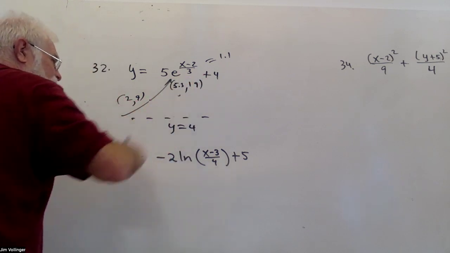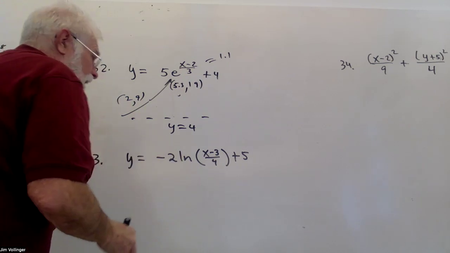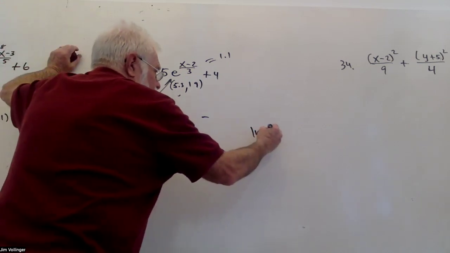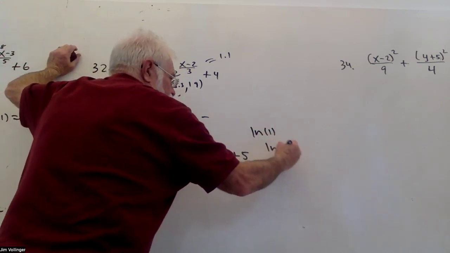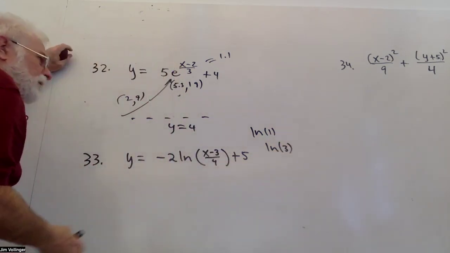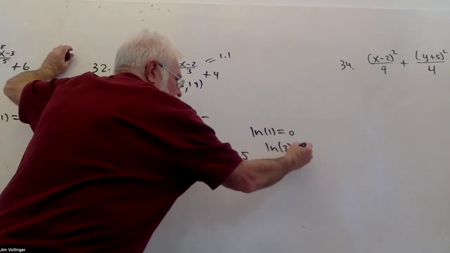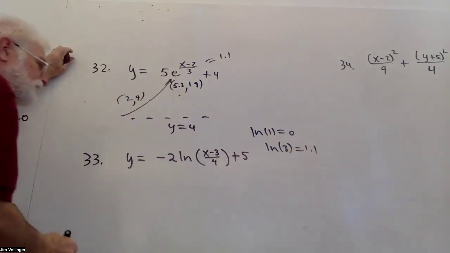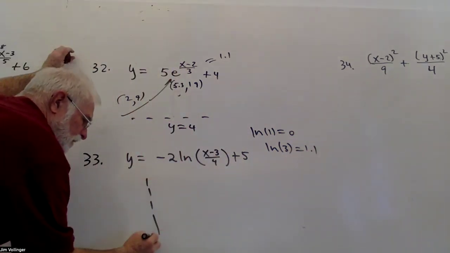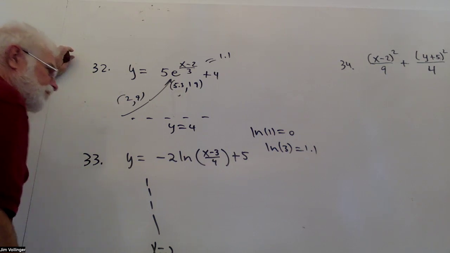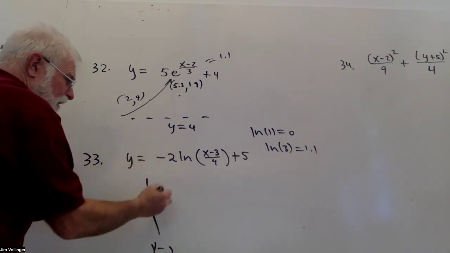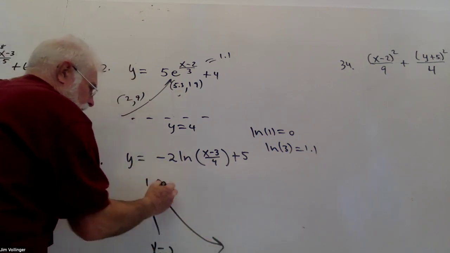I'll put this as an approximation. ln, I like the ln of 1, and I like the ln of 3. Those are easy numbers to work with. ln of 1 is 0, ln of 3 is 1.1. Notice I'm not doing transformations. So x equals 3. I'm doing change from a location. Negative ln is going to go the other way.